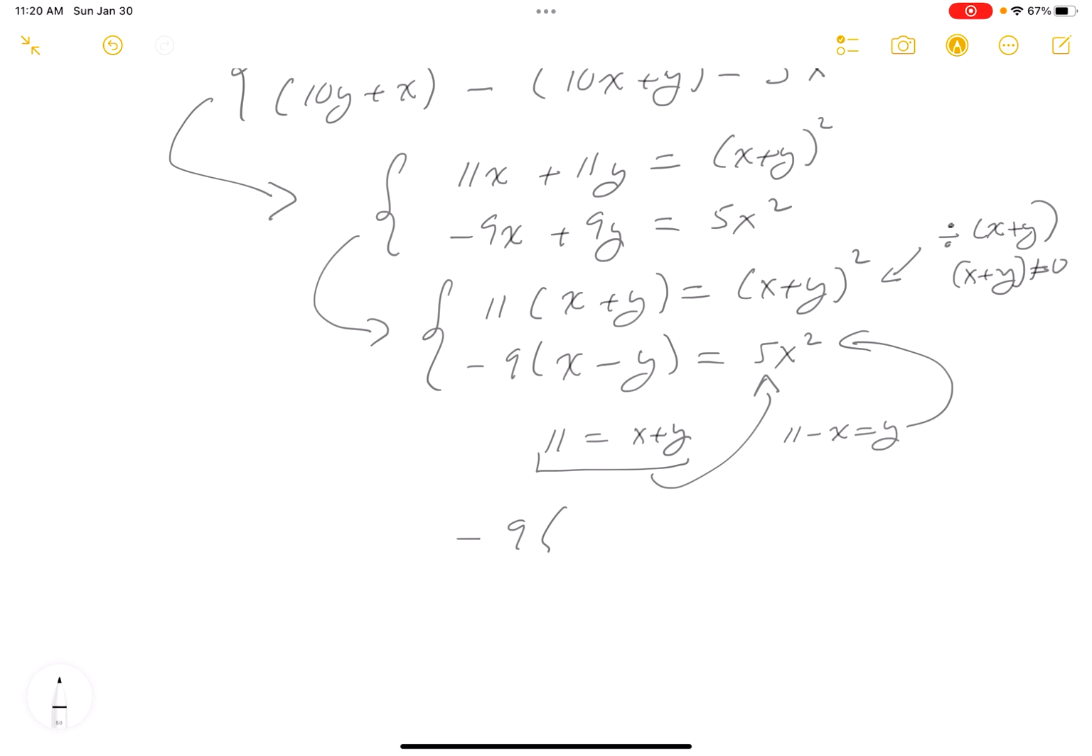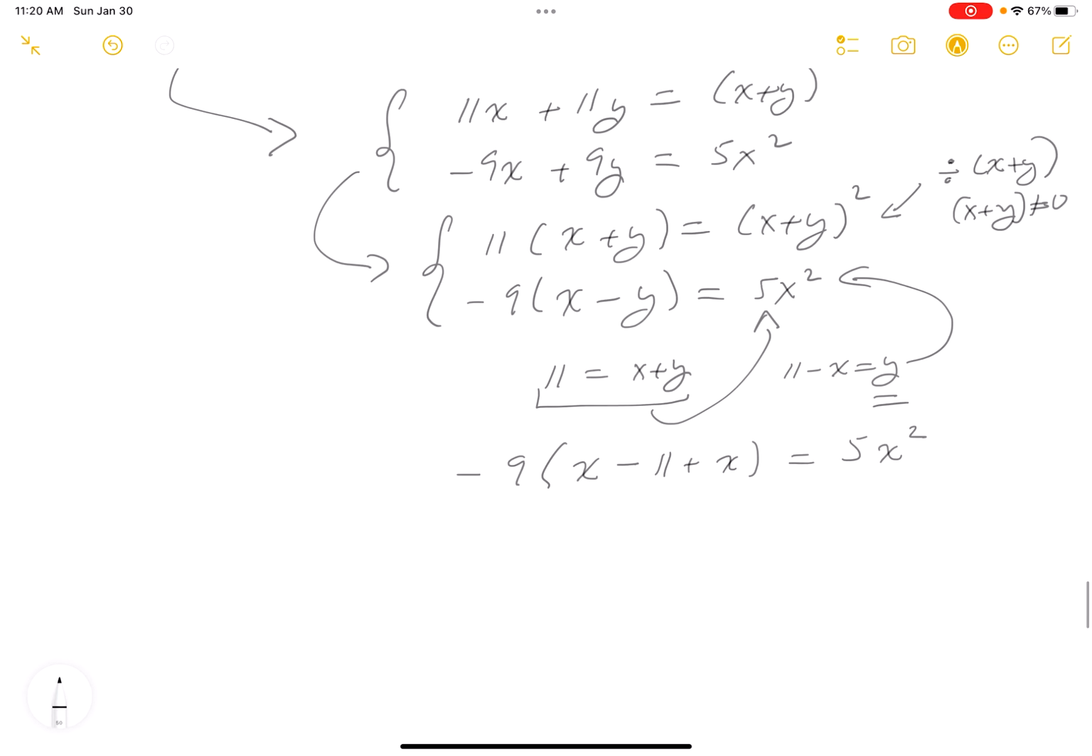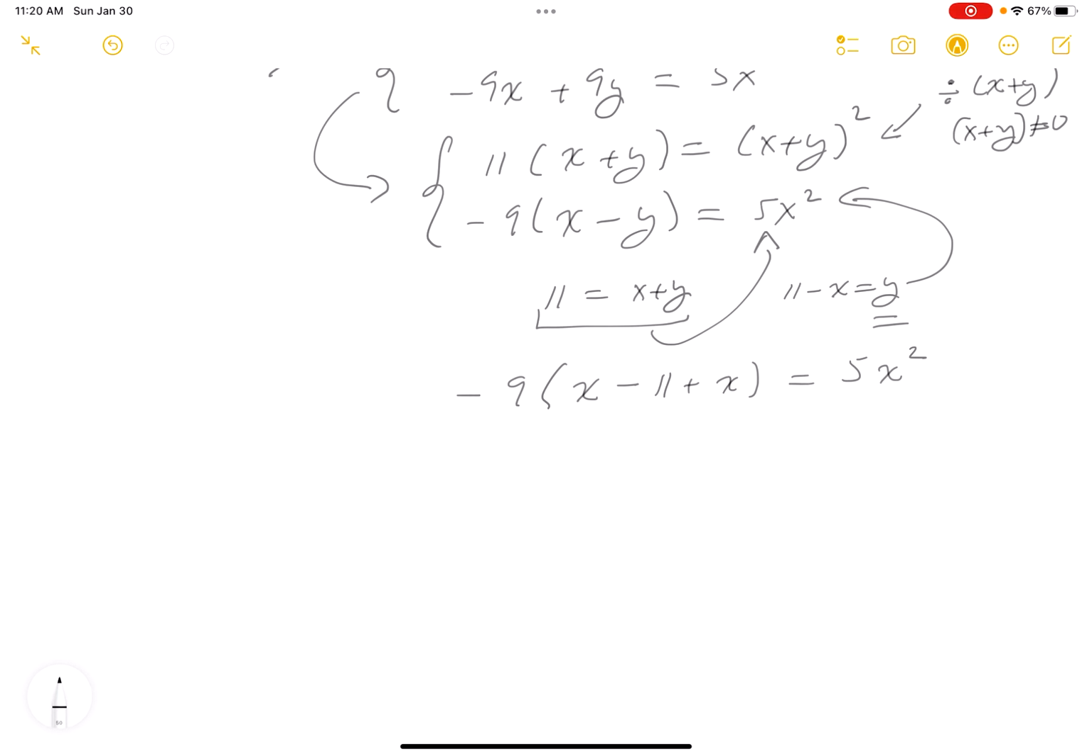So it's going to be x minus this y. That's minus 11 plus x equals 5x squared. By the way, if things are not easy, I'm probably doing something wrong. So let's write this down. Minus 9, 2x minus 11 equals 5x squared. Let's keep moving and see what we come up with. So it's going to be minus 18x plus 99 equals 5x squared.